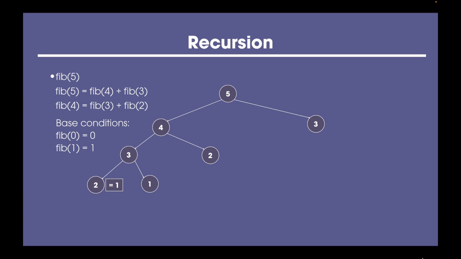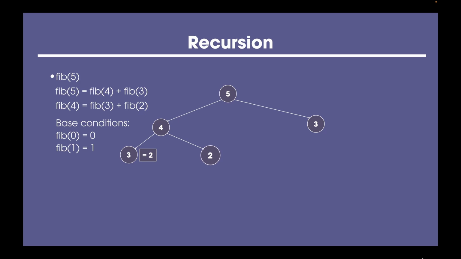Now move to the right child of fib of 3, that is fib of 1. We know it is the base condition as well, so fib of 1 equals 1. Let us add both of them. We will get the fib of 3, which is equal to 2. Now we already know the value of the left child. Let us switch to the right child, that is fib of 2.